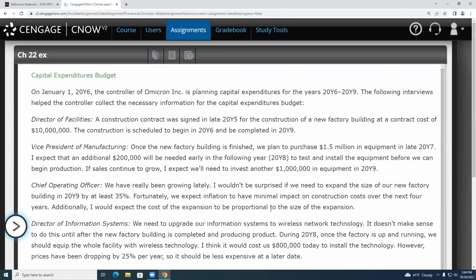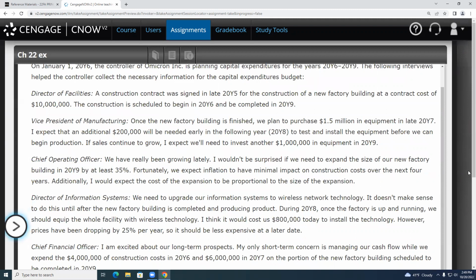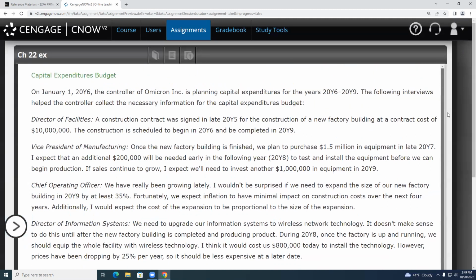And so let's go back to our last type of budget here. And that's a capital expenditures budget, also known as a CapEx budget. Because we like our acronyms, in accounting, we like to talk about things that make us unique. I don't know. So CapEx budget.